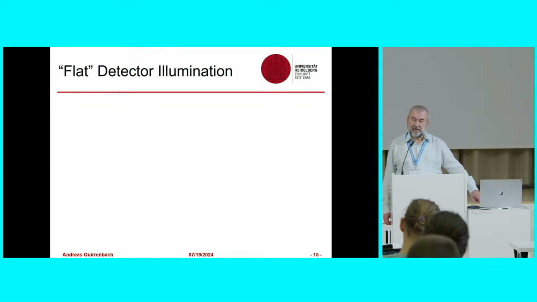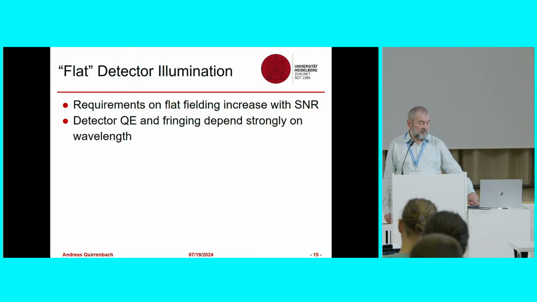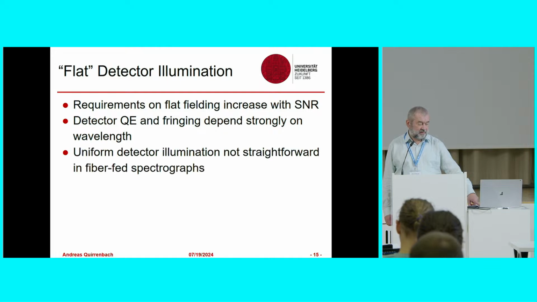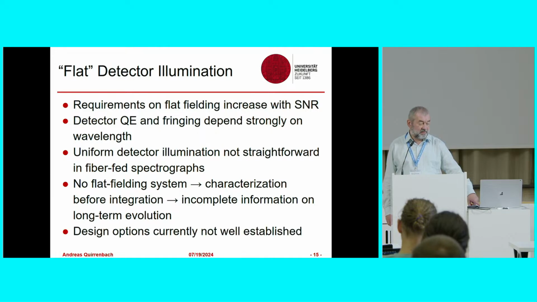Finally, detector illumination and flat fielding requirements become very stringent if you go to high SNR, and detector fringing and efficiency depend very strongly on wavelength. So you want a uniform detector illumination, but that is normally not easy in a spectrograph. It's much easier in a camera. If you have no specific flat fielding system, you rely on a characterization done before the integration, you miss time-dependent effects. And so the design options there are currently not well established.